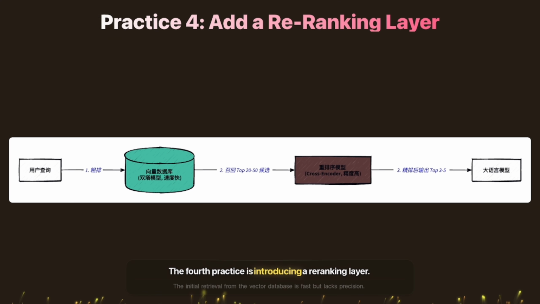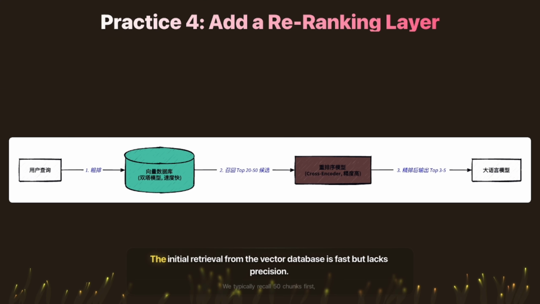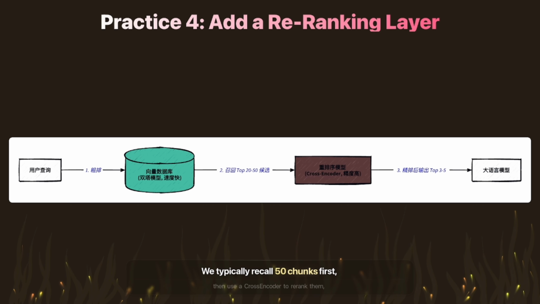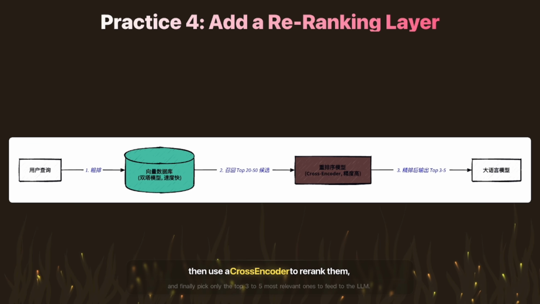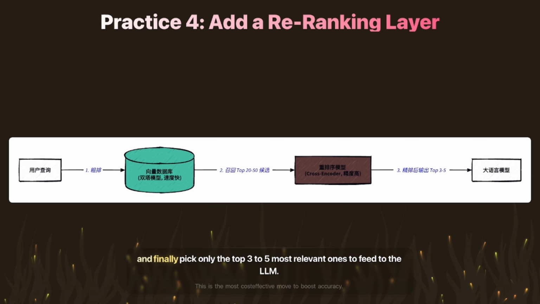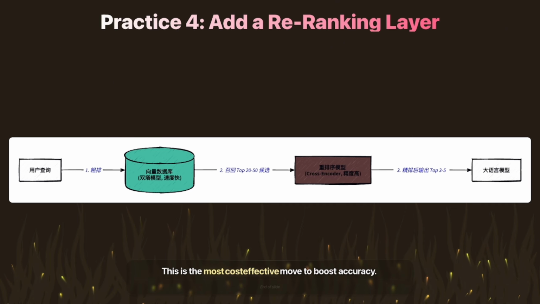The fourth practice is introducing a re-ranking layer. The initial retrieval from the vector database is fast, but lacks precision. We typically recall 50 chunks first, then use a cross-encoder to re-rank them, and finally pick only the top 3 to 5 most relevant ones to feed to the LLM. This is the most cost-effective move to boost accuracy.